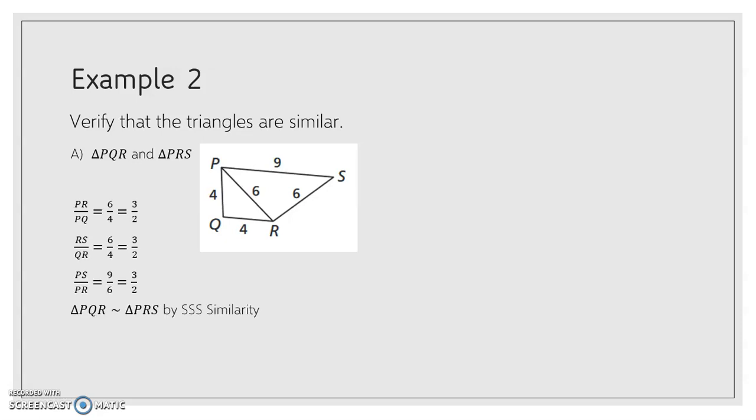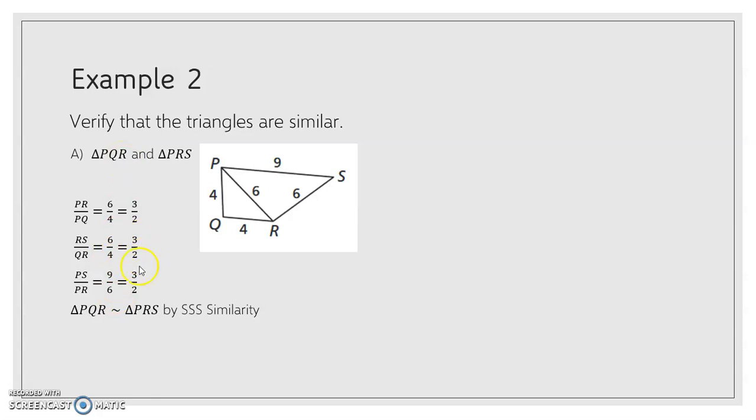Okay, so what I did is I did PR over PQ. Now notice in the names, PR is the first two letters and PQ is the first two letters in the other one. So I know that they correspond. And when I reduced my fraction, I got 3/2. Then I did RS, which is the second two letters, over QR, which is also the second two letters. So I got 6 over 4, which is 3 over 2.